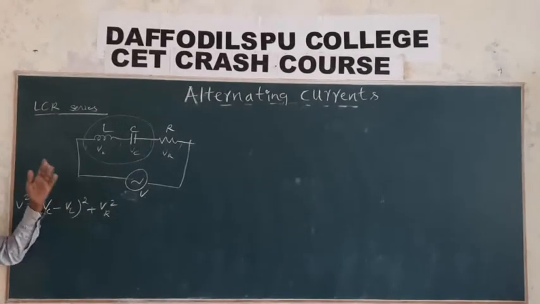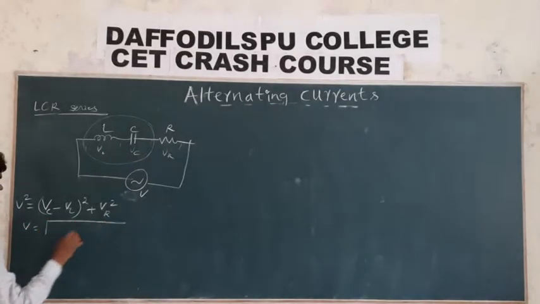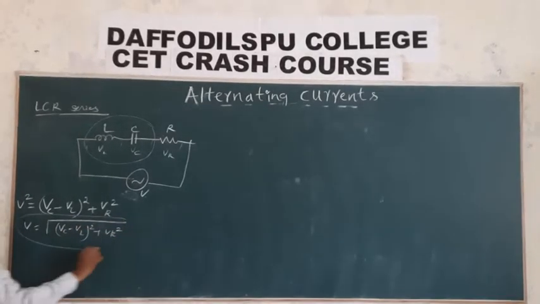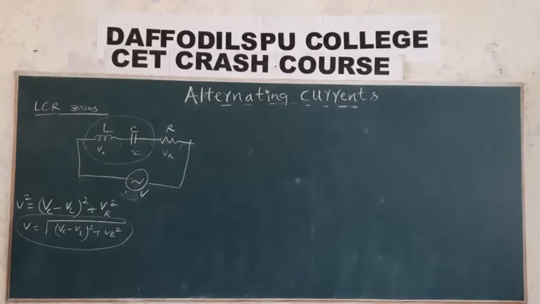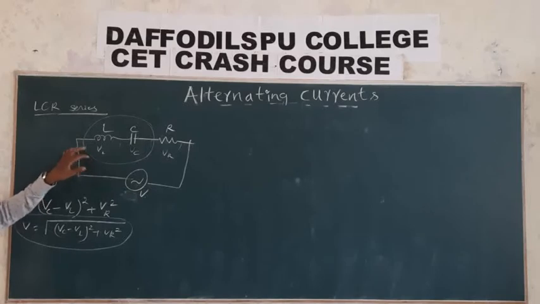Applied voltage is nothing but the RMS voltage. Here V is equal to the square root of (VC minus VL) whole square plus VR square. But remember, we cannot simply add like VC square plus VL square plus VR square, because these voltages we treat as phasors. Phasors are like vectors.